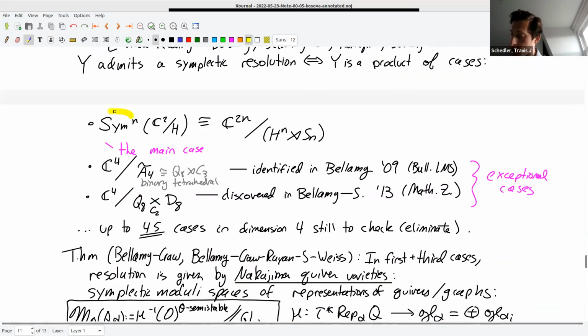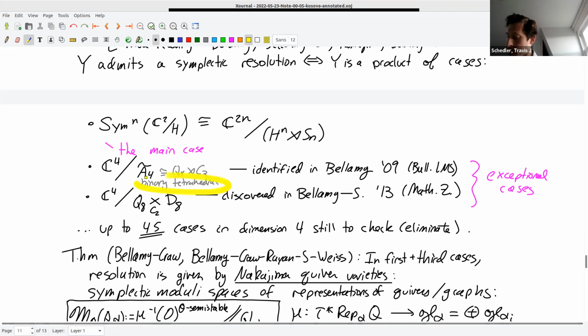So one of the cases is a symmetric power of a two-dimensional singularity. This can be viewed as a quotient of 2n-dimensional space by a wreath product group, H wr S_n. This H here has to be a symmetry group of a Platonic solid. Basically, this is understood: either cyclic, dihedral, or symmetries of a Platonic solid. And then you pass to this 2-to-1 covering of that.